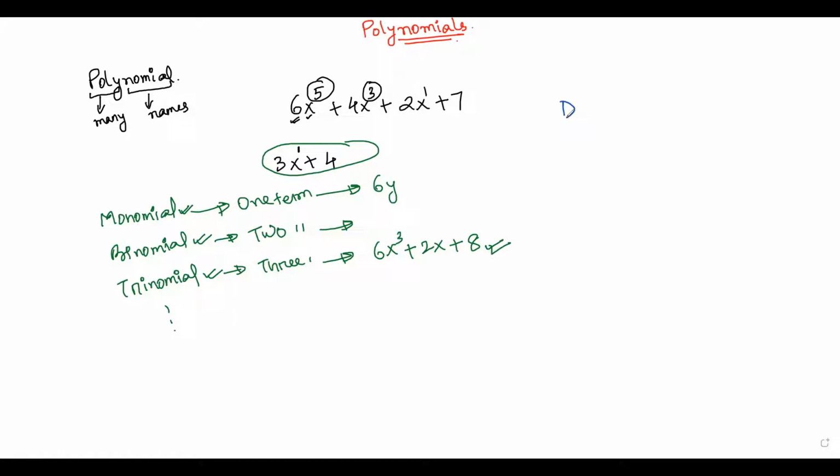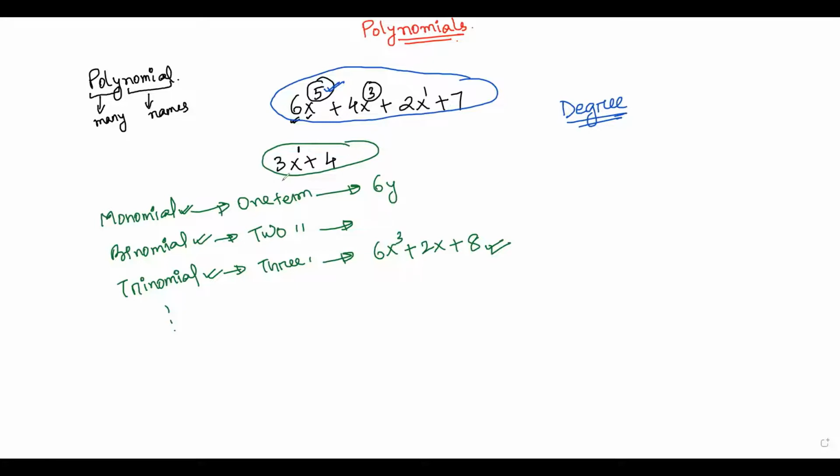We also often hear the word degree. The degree of a polynomial simply means the highest power of the variable in a polynomial. For example, if I consider this polynomial, here the variable is x and the highest power of this variable is 5. So this can be termed as a 5-degree polynomial.